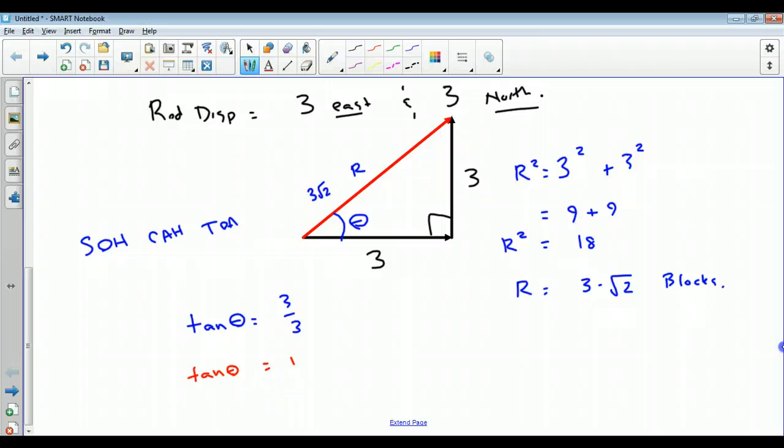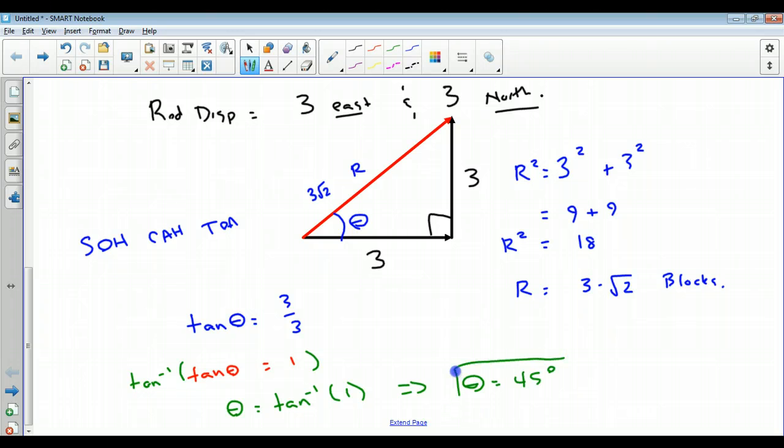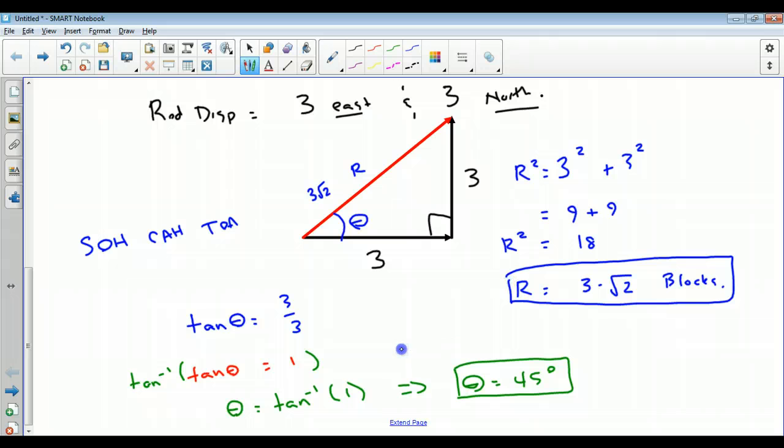So we might as well just take the tangent inverse of both sides, or the arctan. So if we take the arctan of both sides, we end up with theta equals arctan of 1, which is going to give us a theta value equal to 45 degrees. So we've got this theta value of 45 degrees, we've got this r value of 3 times the square root of 2, and that's a way to describe our vector.